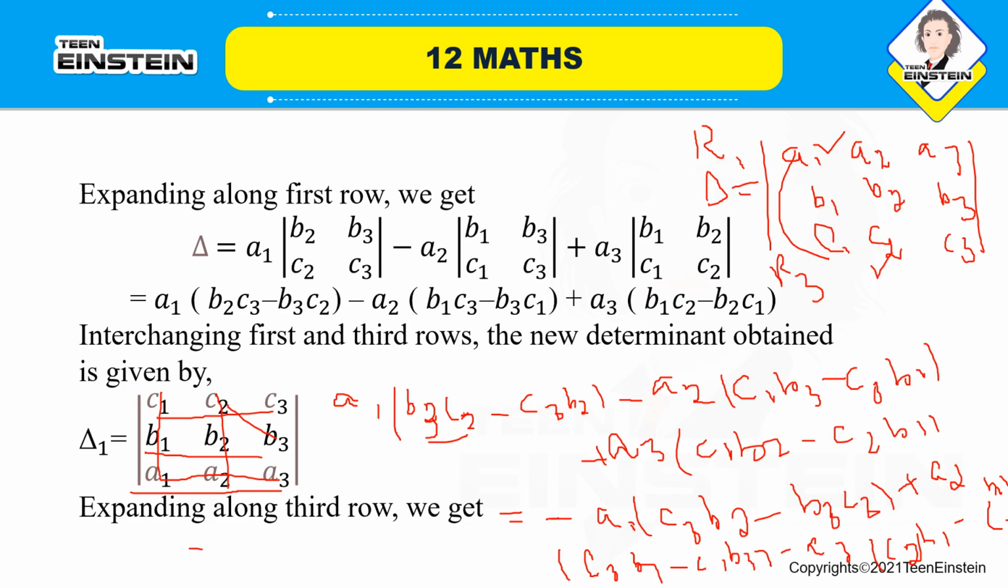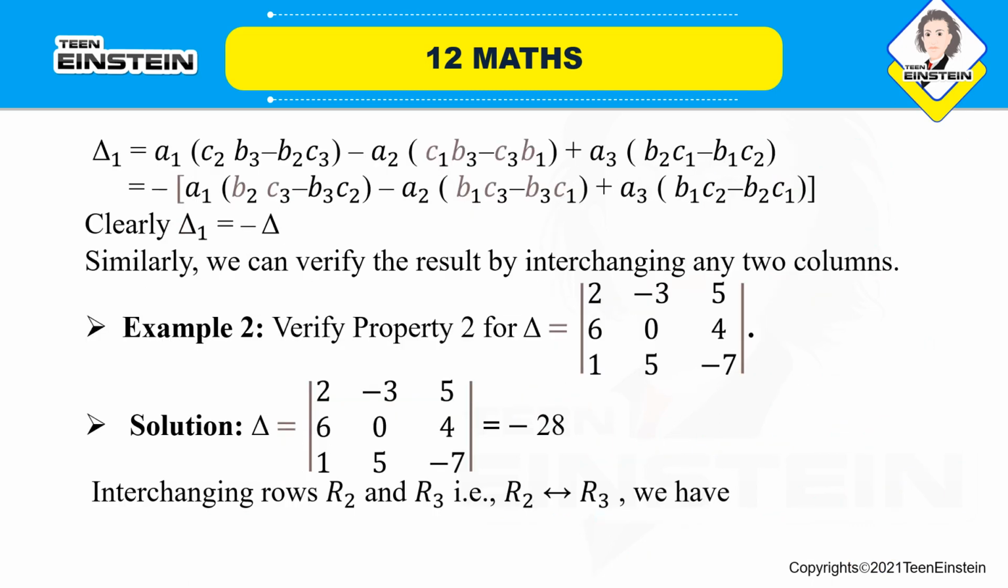Now, if you take minus out from all the three terms, then you will get this expression inside the bracket: A1 into B2C3 minus B3C2, minus A2 into B1C3 minus B3C1, plus A3 into B1C2 minus B2C1. So this expression is replaced by delta. So what we are getting is delta 1 equal to minus delta. Let us see that.